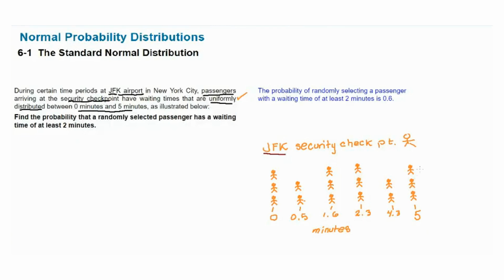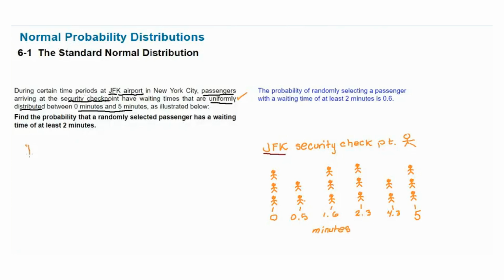And what do I mean by this? In this case here, you have three people waiting for 5 minutes. In this case, you have two people waiting for 4.3 minutes. In this case here, you have three people waiting for 1.6 minutes. So therefore, you see that the waiting times for all these people here are uniformly distributed. They're very similar. But how do we tackle this in terms of a graphical representation?